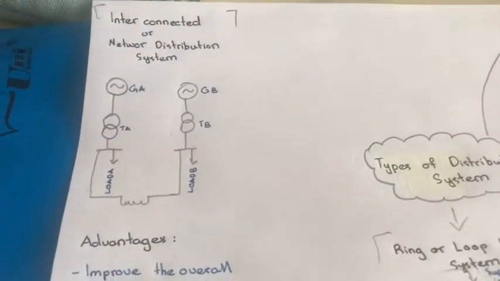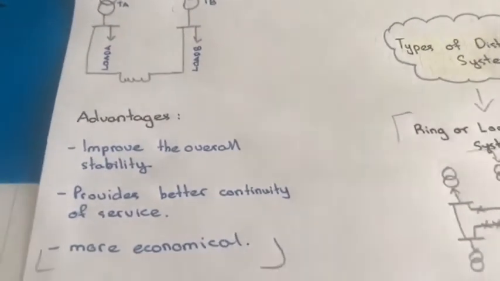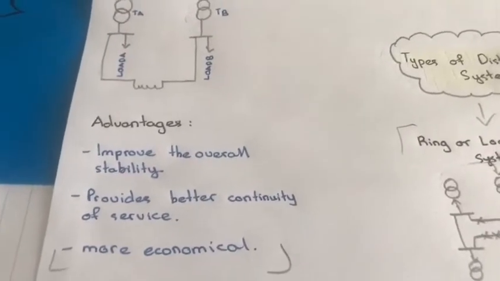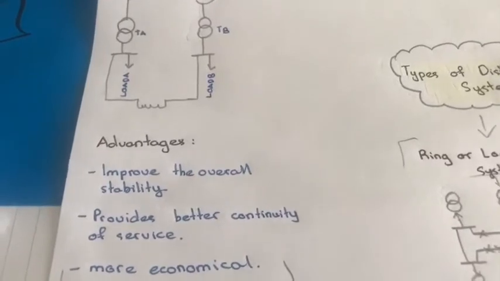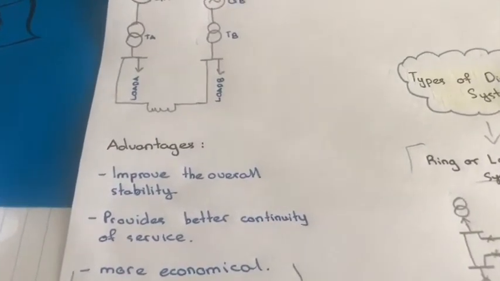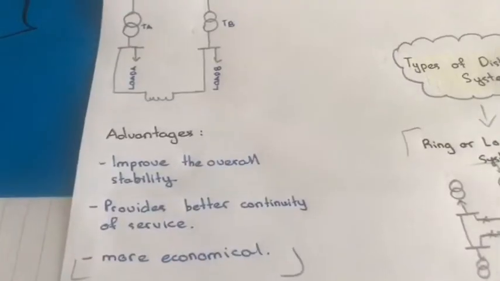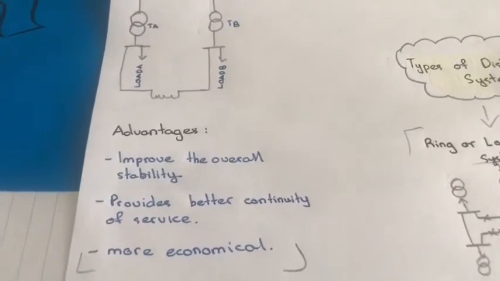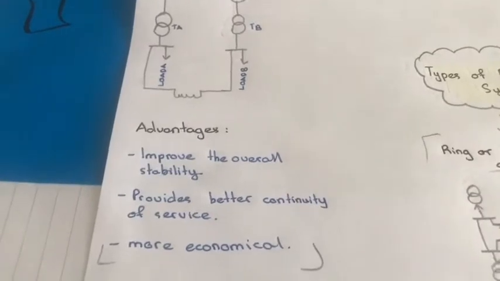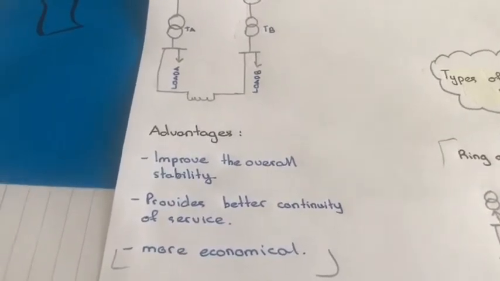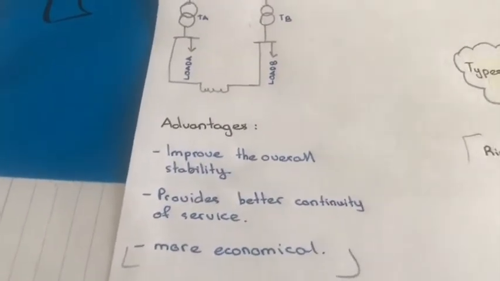For the system advantages: first, it improves the overall stability. Systems that are interconnected have greater reserve power than their combined resources than a system working in isolation. Next, it provides better continuity of service. If one of the generating stations should break down or has to be closed for annual inspection and repair, energy could be supplied by the remaining station.